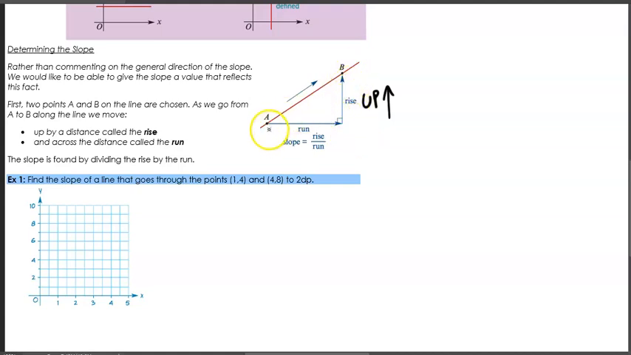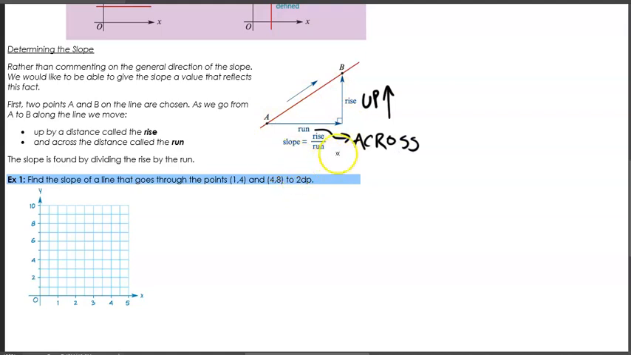So say for instance at this A point we have a digit of 3, just for example's sake, and this B here is at 6. The up motion for this is just 3 because it's 6 minus 3. And then across, this is going to be the run. So this run here is what's going across, from point A to point B.